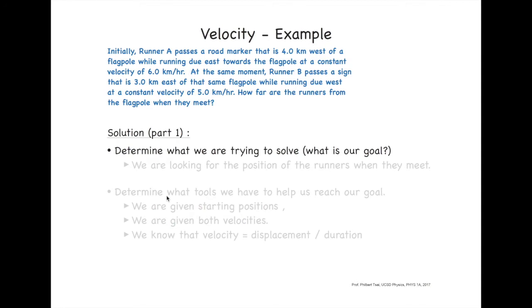Okay, so to start the solution, the first thing we have to do in any problem is to be explicit about what we're trying to solve. What is our goal? Right? Our goal here is that we are looking for the positions of the runners when they meet. Right? So we're looking for a position or a displacement.